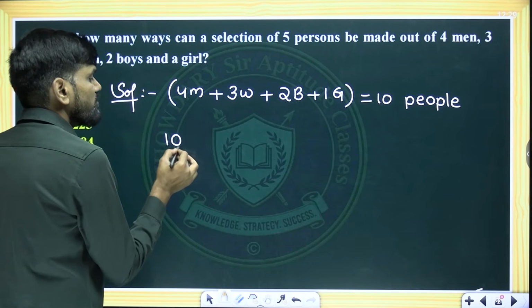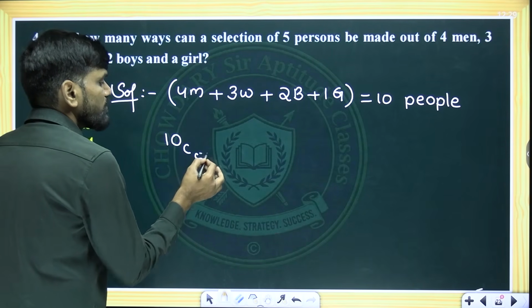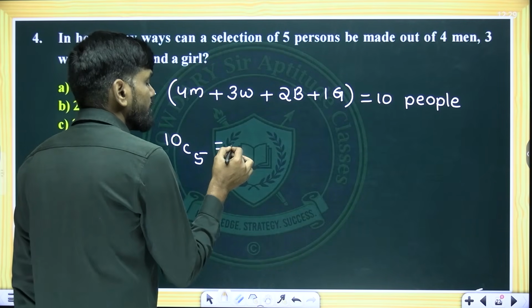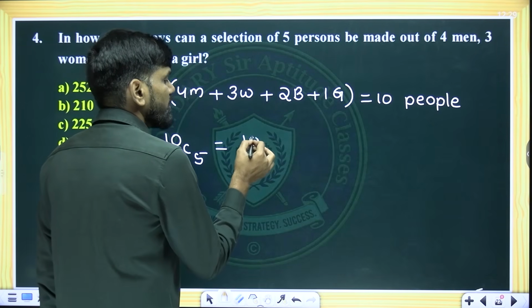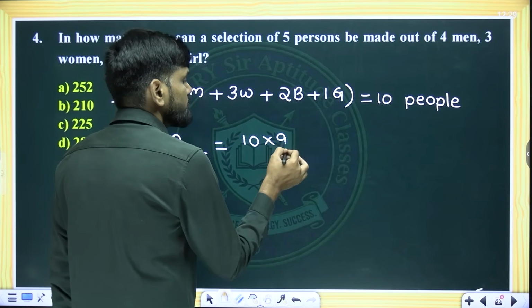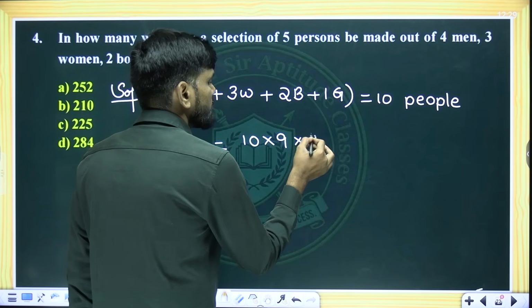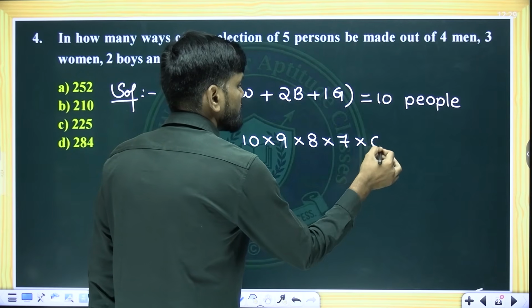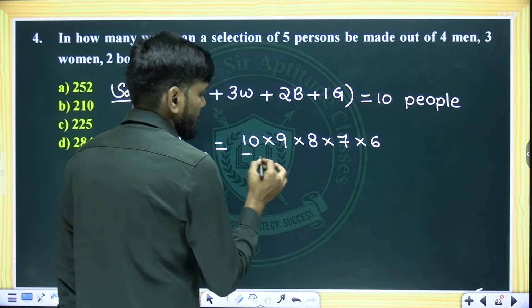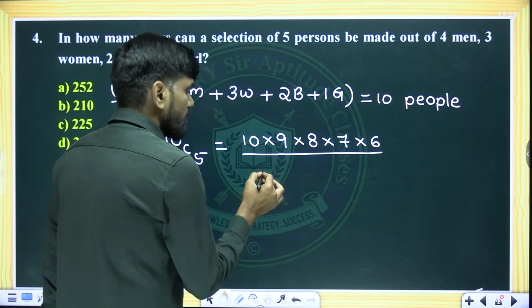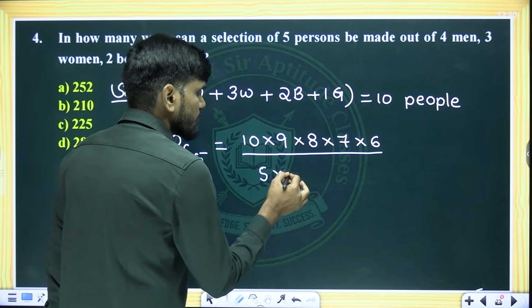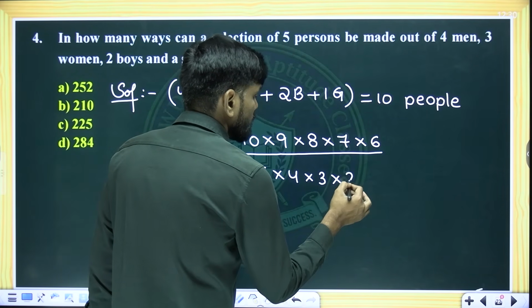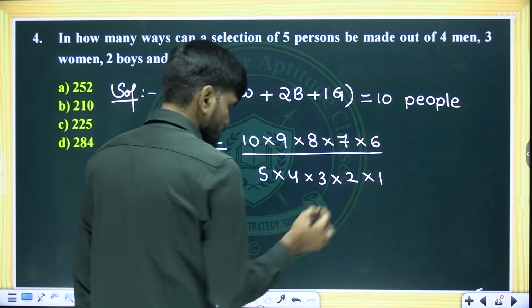Hence your answer is, out of 10 you choose 5. This R is exactly half of N. So you directly go for nCr only. So start with 10. Write 5. 10 into 9 into 8 into 7 into 6 by 5 into 4 into 3 into 2 into 1.